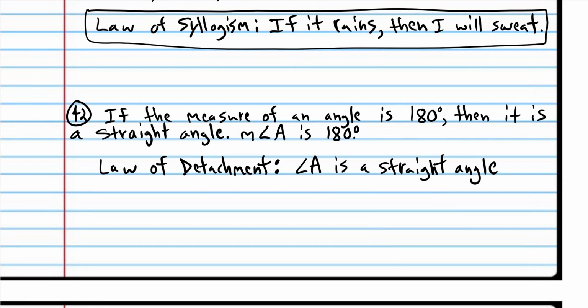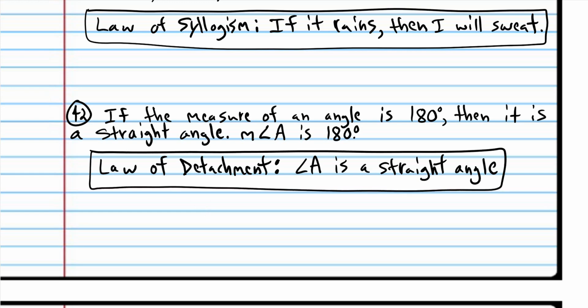Another example is if I make my parents angry, then I can't play video games. If that's true, and I make my parents angry, that proves that I'm not going to be able to play video games. Again, that's the law of detachment.